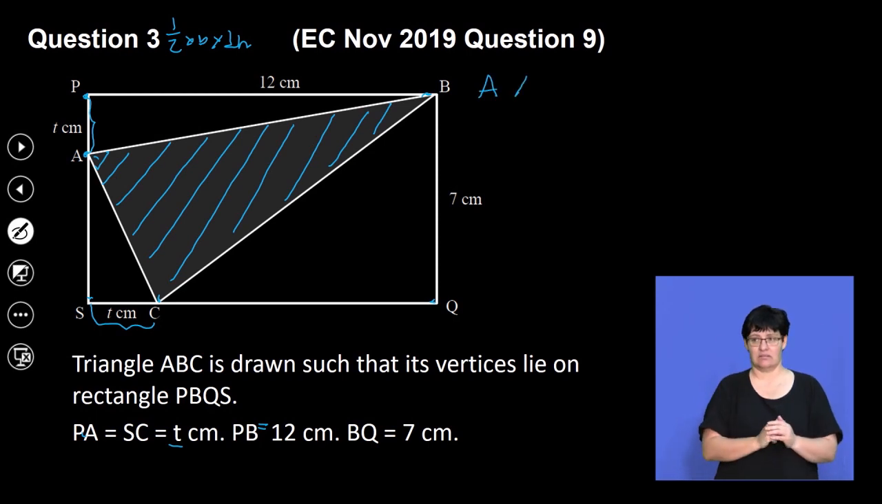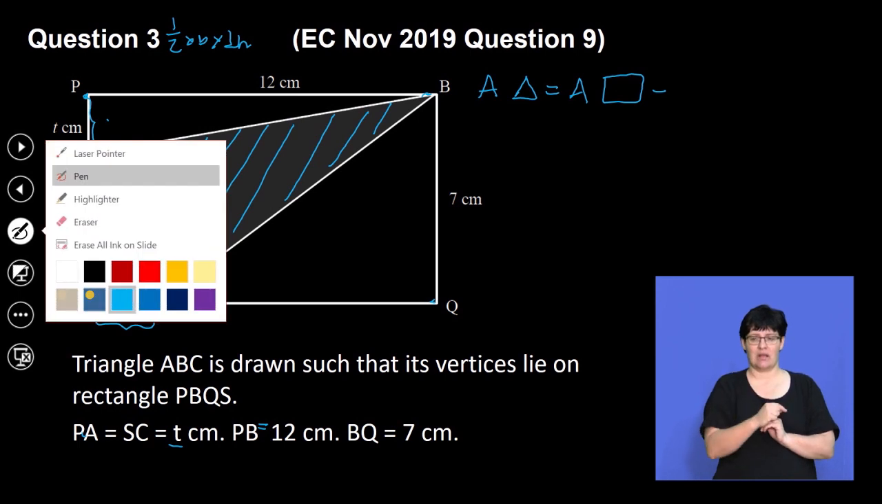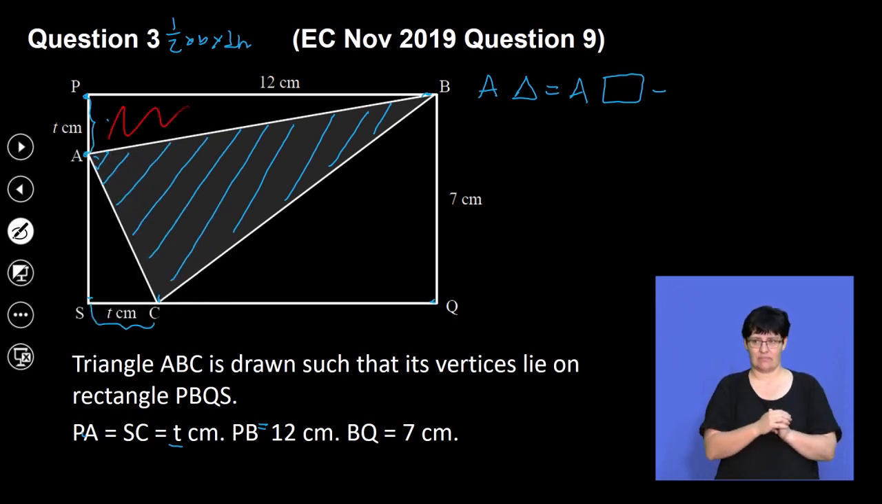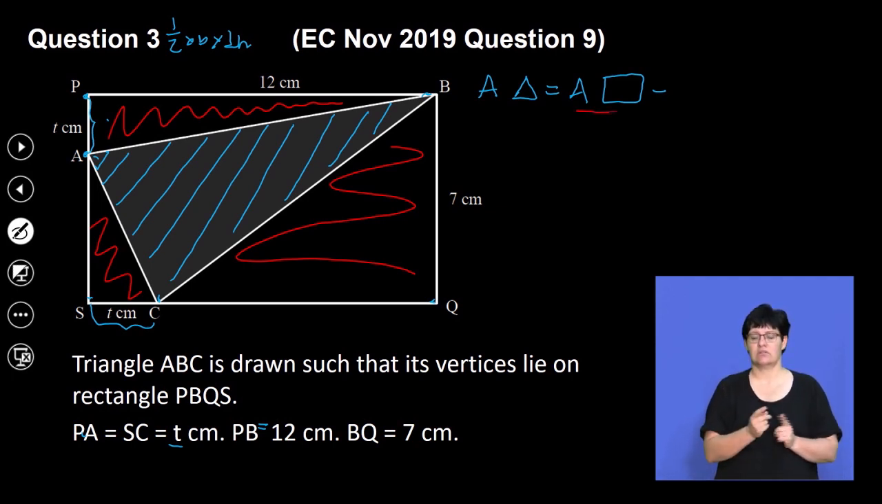Okay, so the area of the triangle is going to be the area of the rectangle minus the areas of the three smaller triangles that we can see. So this one over here, this one over here, and that one over there. And luckily, those are all right-angled triangles. So we're going to be able to use our triangle formula quite easily to find the area of all of those three triangles. So it's going to be the area of the rectangle minus the three areas of the smaller triangles.